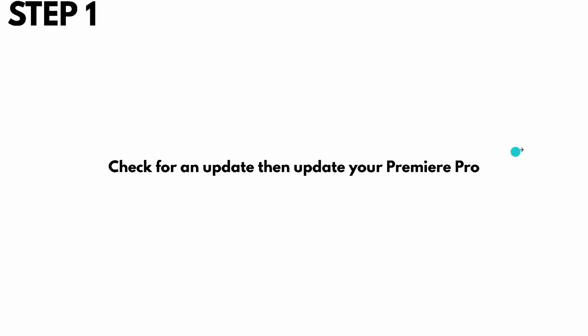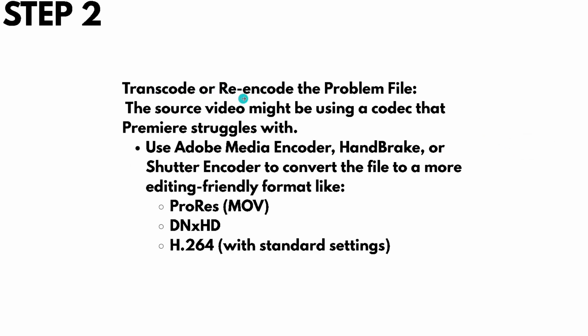Now, step 2 is transcode or encode the problem file. The source video might be using a codec that Premiere struggles with. Use Adobe Media Encoder, Handbrake, or Shutter Encoder to convert the file to a more editing-friendly format like ProRes, DNxHD, or H.264.